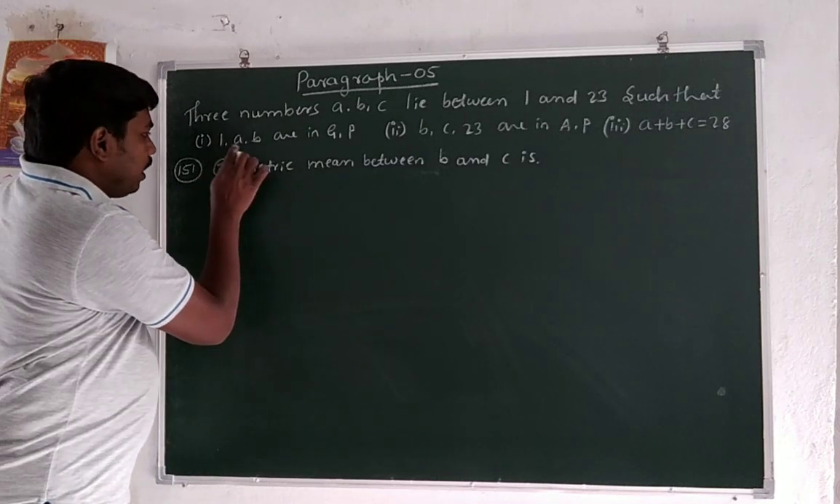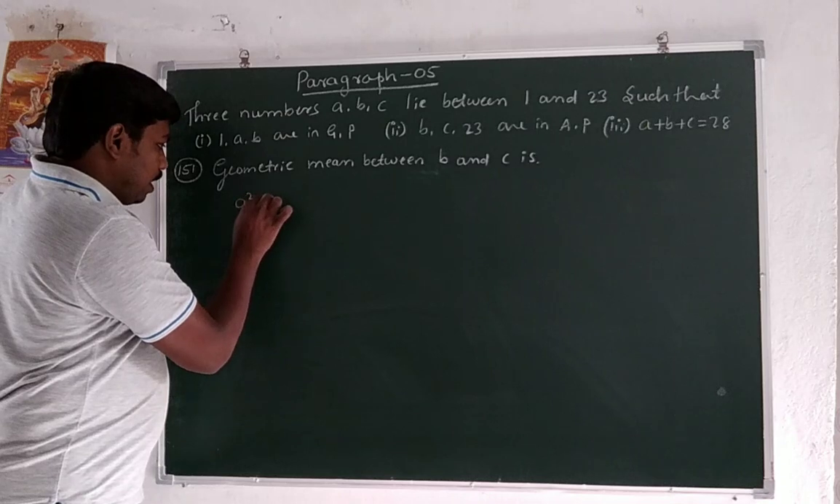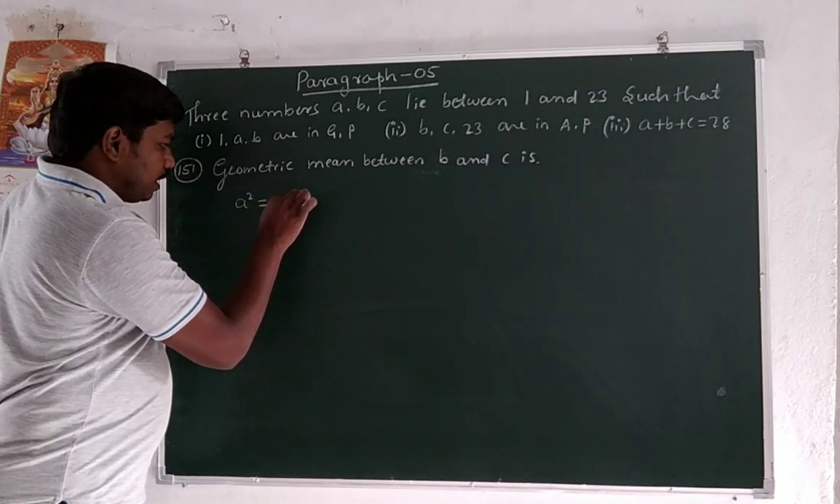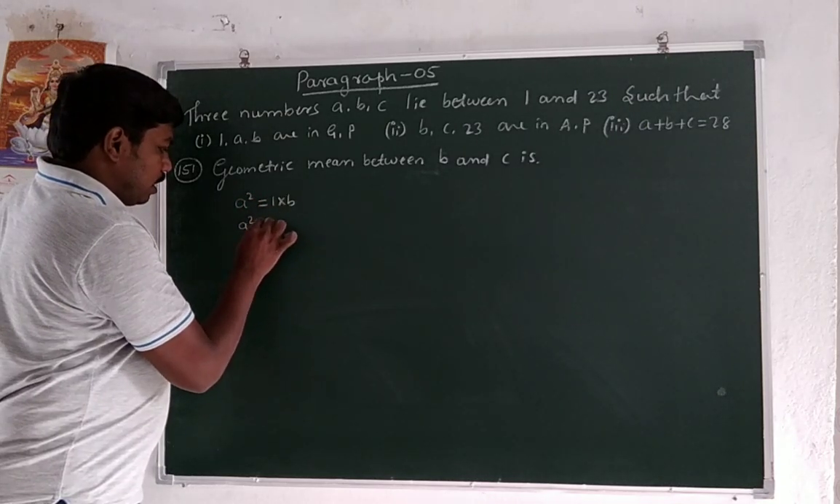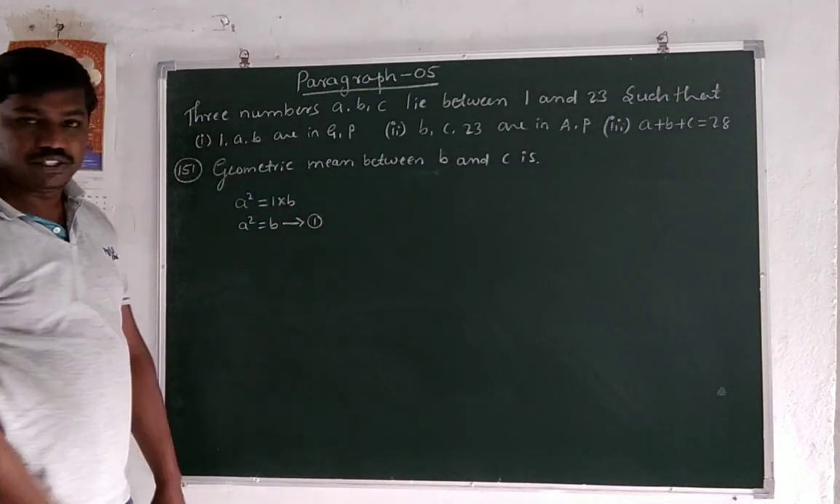So 1, A, B are in GP means A square is equal to 1 into B. So A square is equal to B. This is called equation 1.